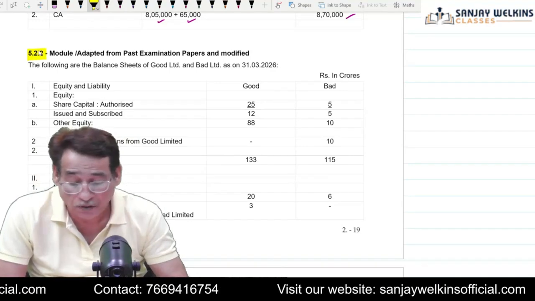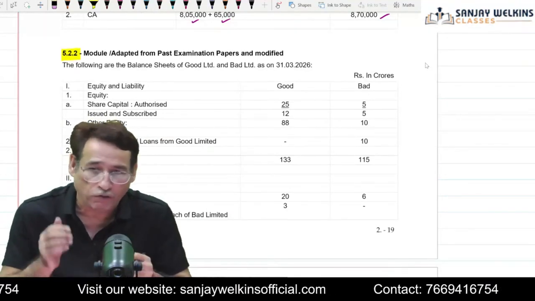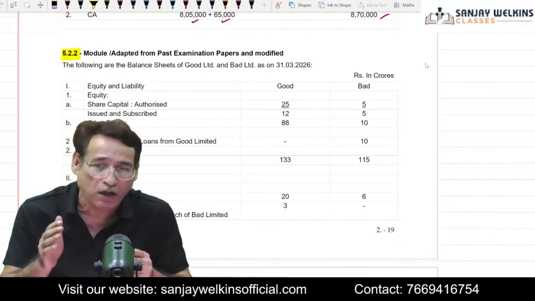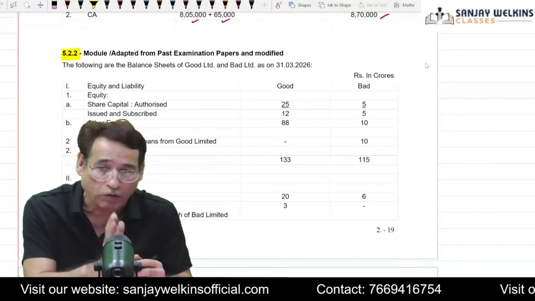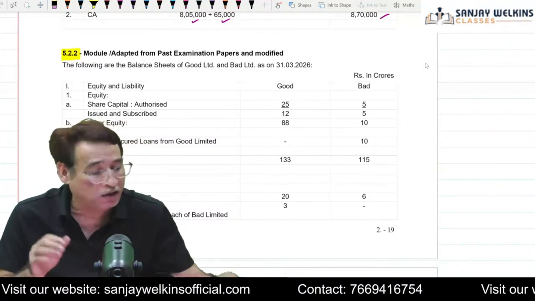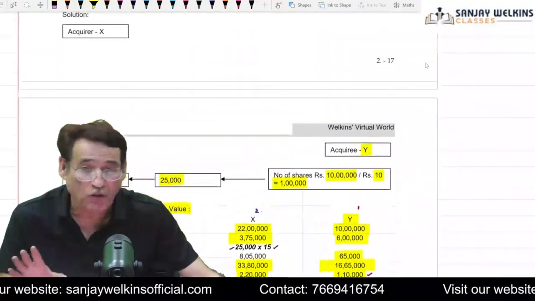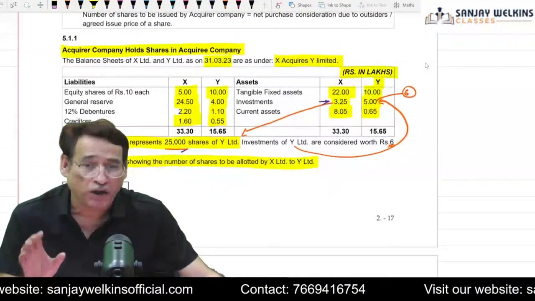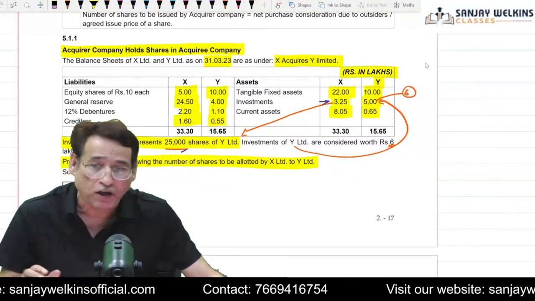From the examination point of view, intercompany holdings, where we saw one case where the acquirer company is already having some investments in the acquiree entity. Correct? Last time when we did question number 5.1, over there we talked about the accounting aspects when the acquirer company has made some investment in the acquiree company already.